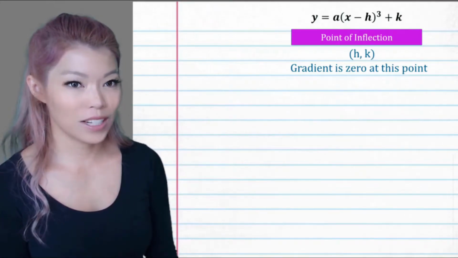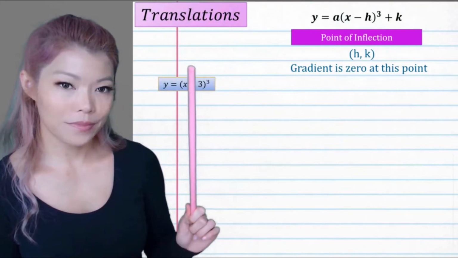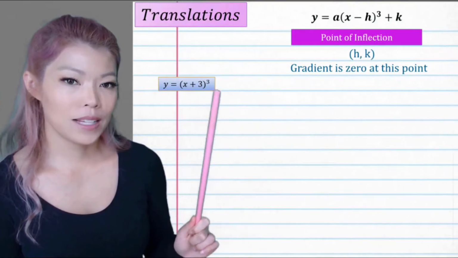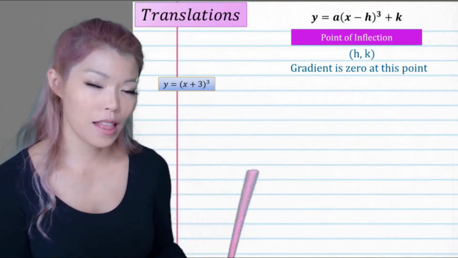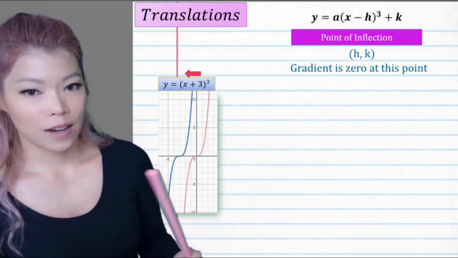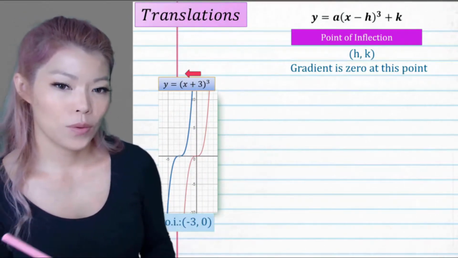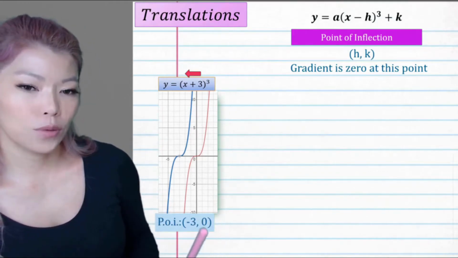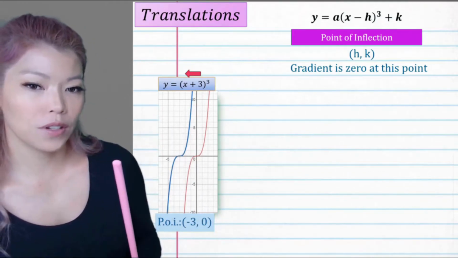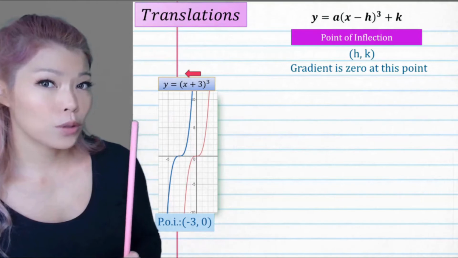Let's now have a look at translations. So this time we're going to have plus 3, which means we're moving to the left by 3. So now our graph is this blue line here. And the point of inflection will be minus 3, 0, because we move left by 3. Very similar to quadratics.